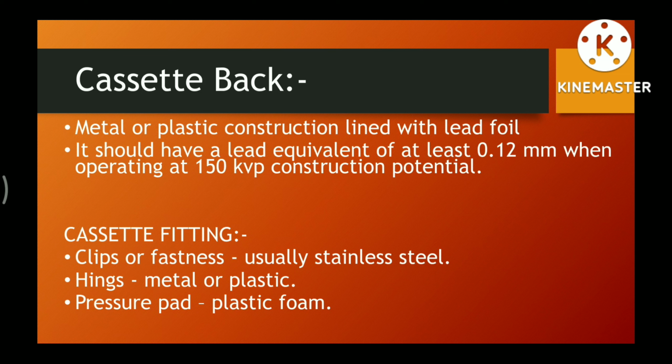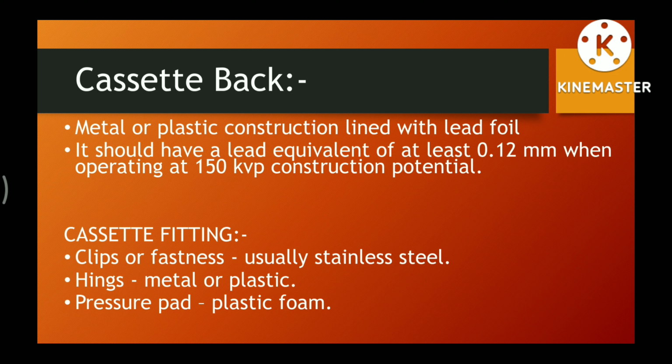And this is the important question as far as the examination point of view is concerned, that why we use lead foil in the backs of the cassette. Second point says that it should have a lead equivalent of at least 0.12 mm when operating at the 150 kVp construction potential. Means it should be made up of a lead equivalent having at least the mass 0.12 mm when operating at 150 kVp construction potential. So in the cassette back we use material made up of high atomic number like lead.